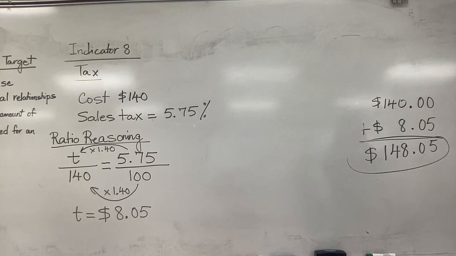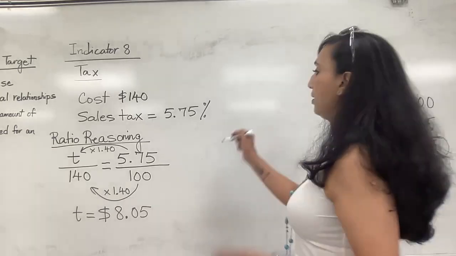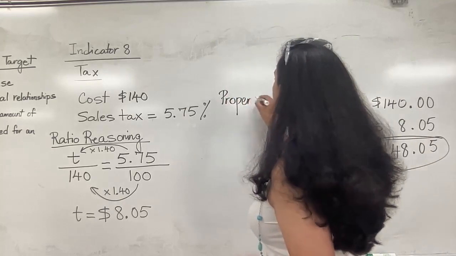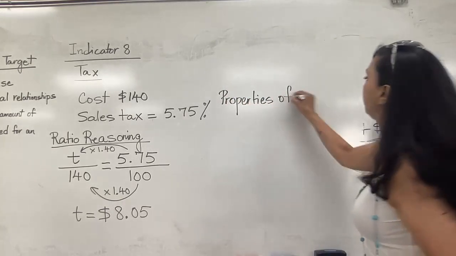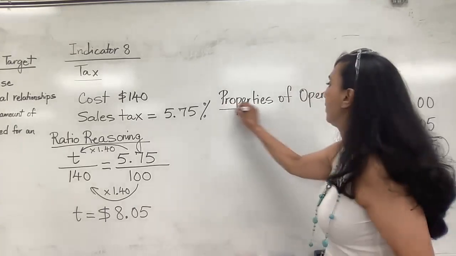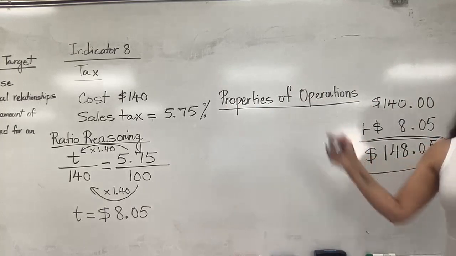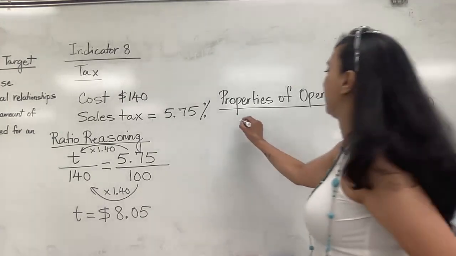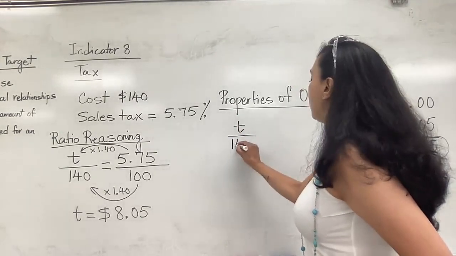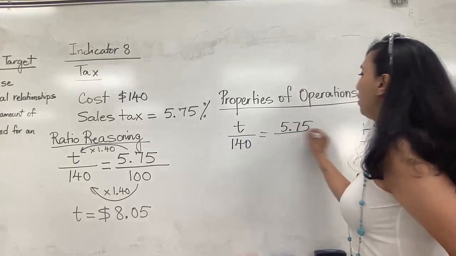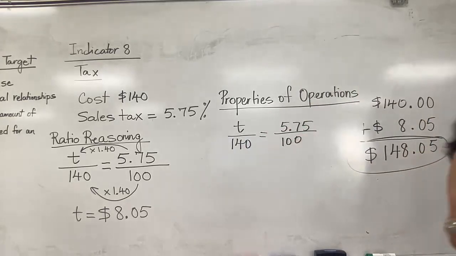Let's do the properties of operations method. Okay, so this is the second method. Then I'm going to teach you the properties of operations method. Okay, so here's another method that we're going to work out. So what we're going to do again now, we are going to write it the same way like I had earlier. Tax over 140 is equal to 5 and 7500 over 100, right? So this is what I had.